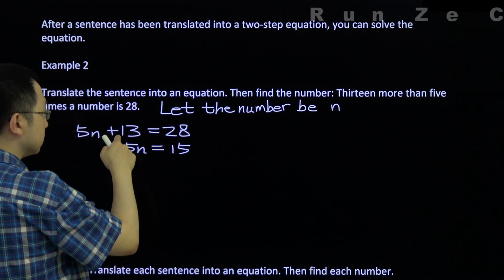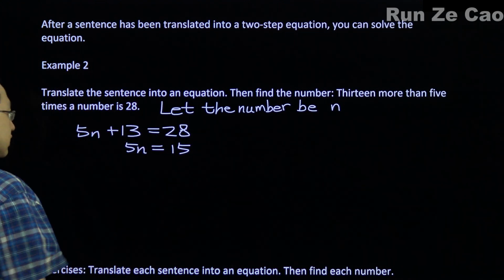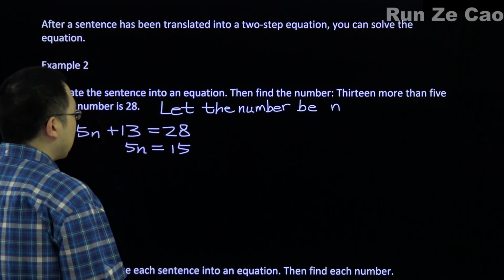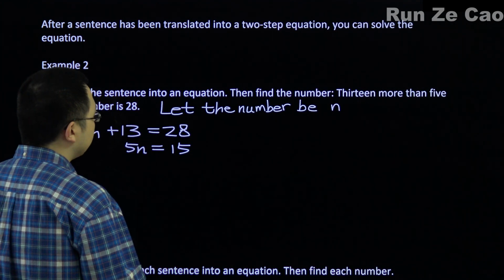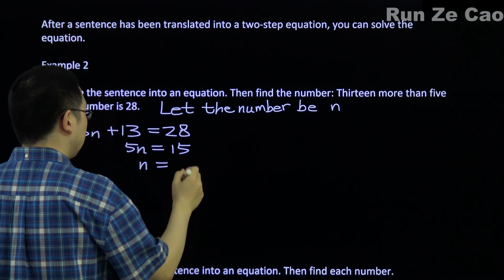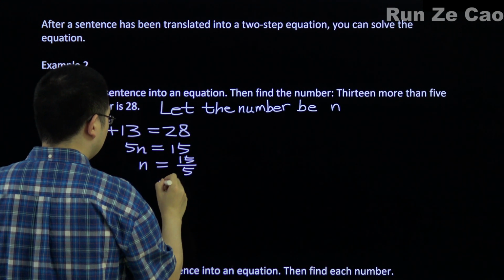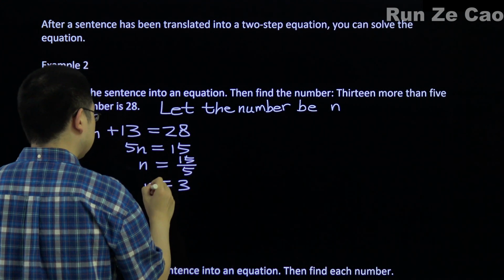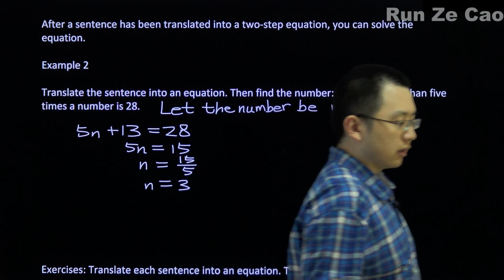Okay, then you subtract 13 from both sides, or you can think of it as moving over and changing sign. And you get 28 minus 13 equals 15. And then n equals 15 over 5. Or you could have just written n equals 3 by this point. So the number is 3.